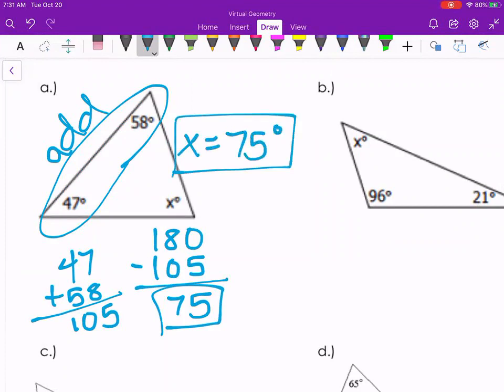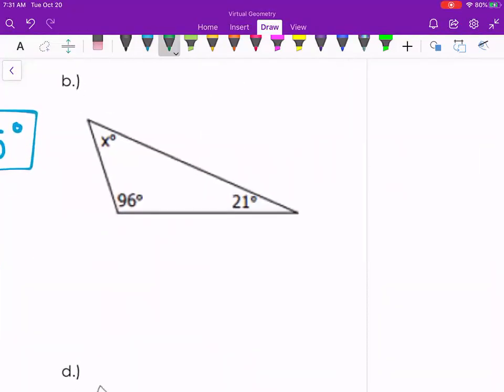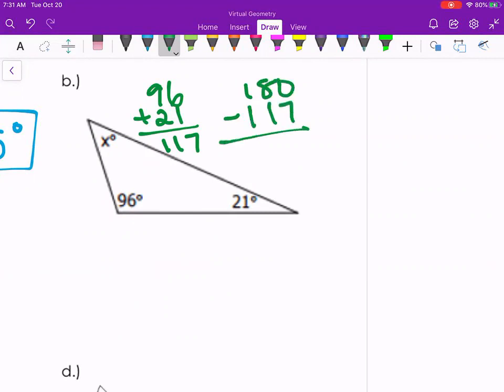And there's my final. Again, we're just adding up what we've used and taking it out of our total of 180. So let's use that same idea and try out number 2. All right, so again, in my triangle, I've used up 96 and 21. So if I add those together, 96 plus 21, that's 117. And now if I take that out of my 180 total, I have 63 degrees left. So my X is 63 degrees.